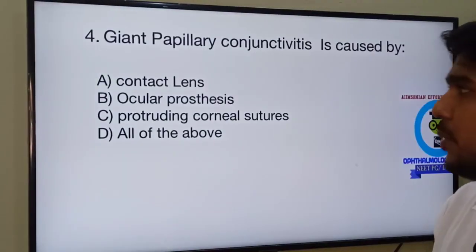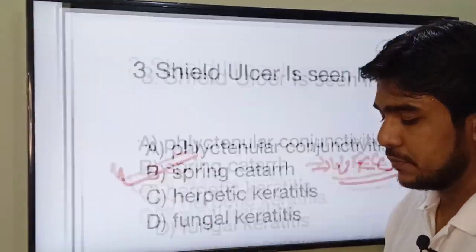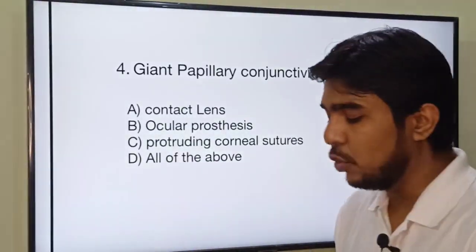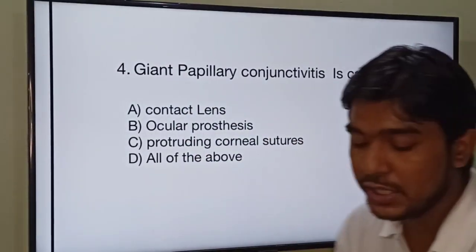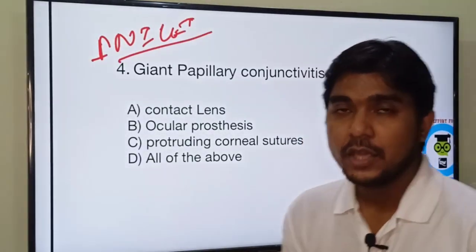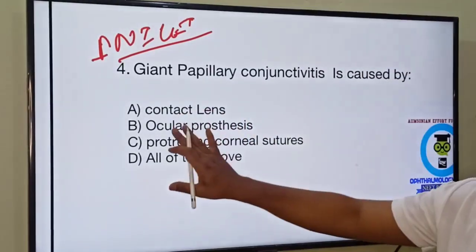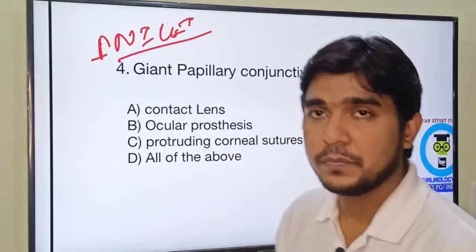Coming to question number 4. Question number 4 is a very important one. Giant papillary conjunctivitis is caused by, let me tell you, this was asked in INICET last year, so it's very important: contact lens, ocular prosthesis, protruding corneal sutures, or all of the above. What should be the answer?